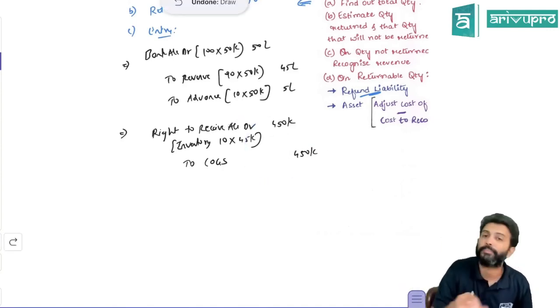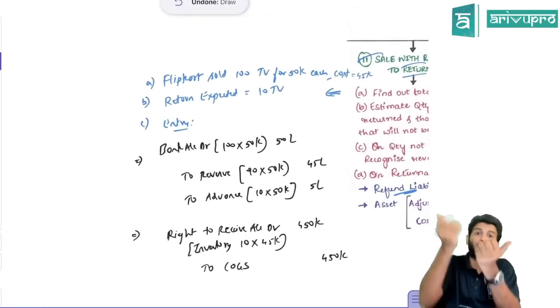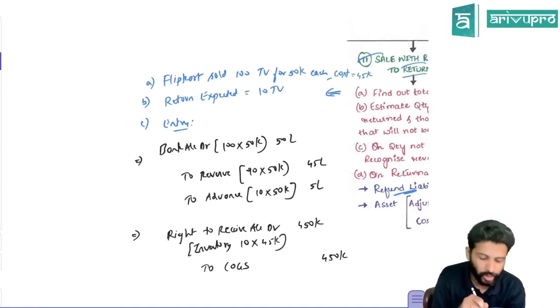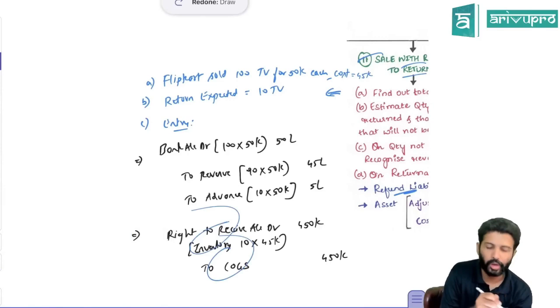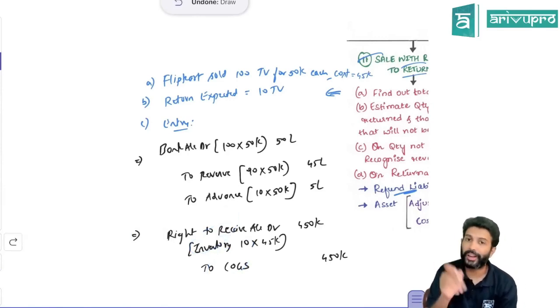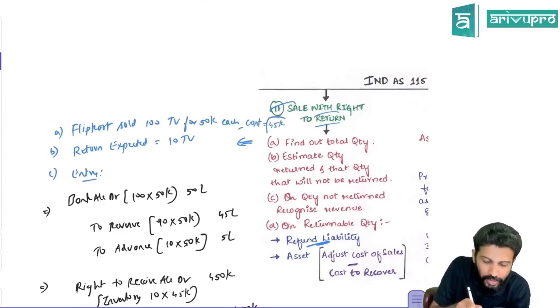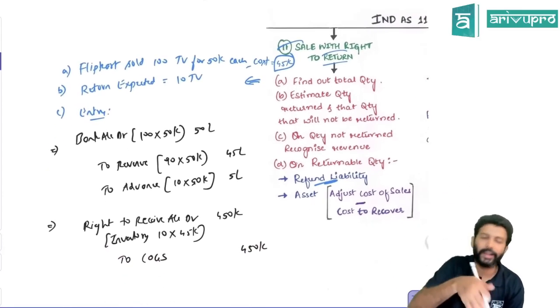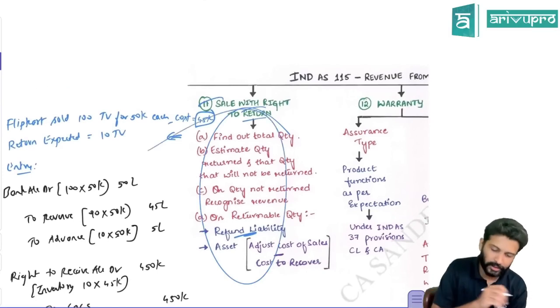Fair enough? You not only have an obligation, but you also have a right to receive your goods, which is an inventory. So you'll record inventory account debit to cost of goods sold. But mind you, this will be recorded not at the selling price, but at the cost price. In this example, I've assumed the cost price to be 45,000 on 1 TV. So on 10 TVs, it will be 4.5 lakh. That's all the drama around this particular aspect.